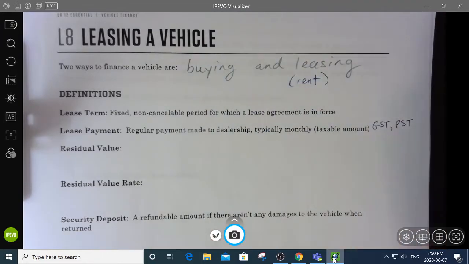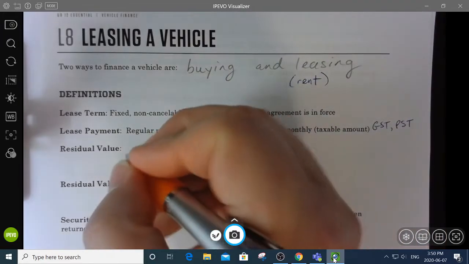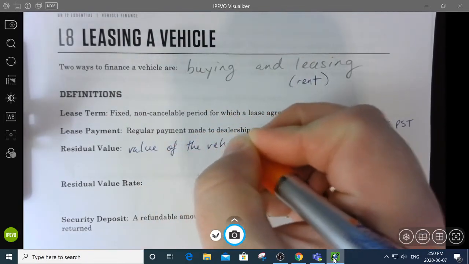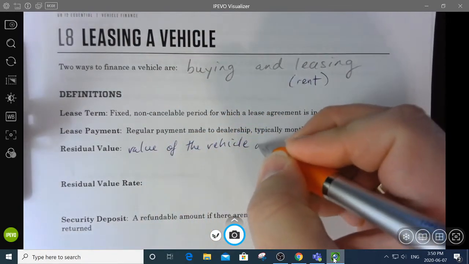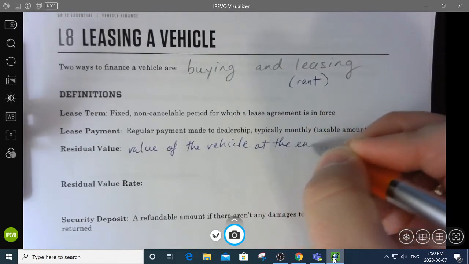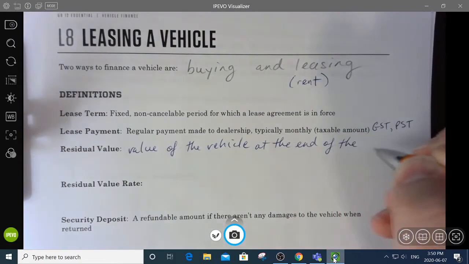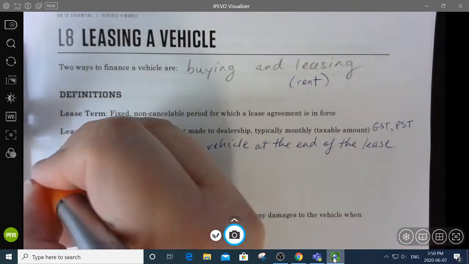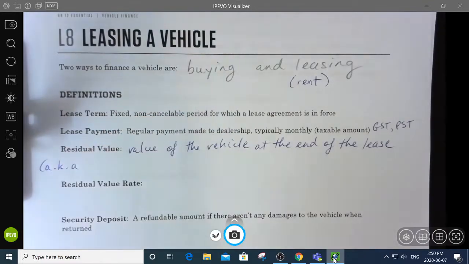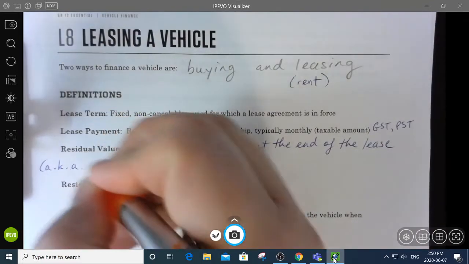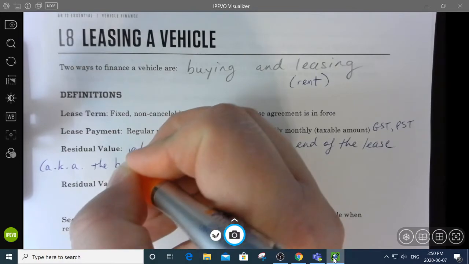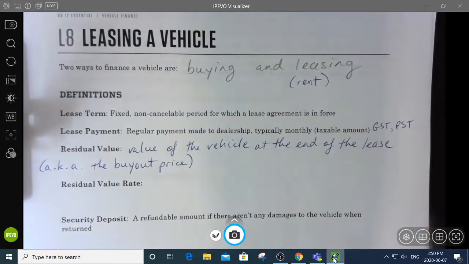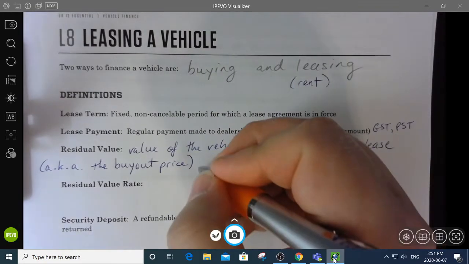The residual value, here's where I got to start writing. The residual value is the value of the vehicle at the end of the lease. It's sometimes also known as, if you didn't know what AKA means, that means also known as, the buyout price. And it's determined by the dealership.